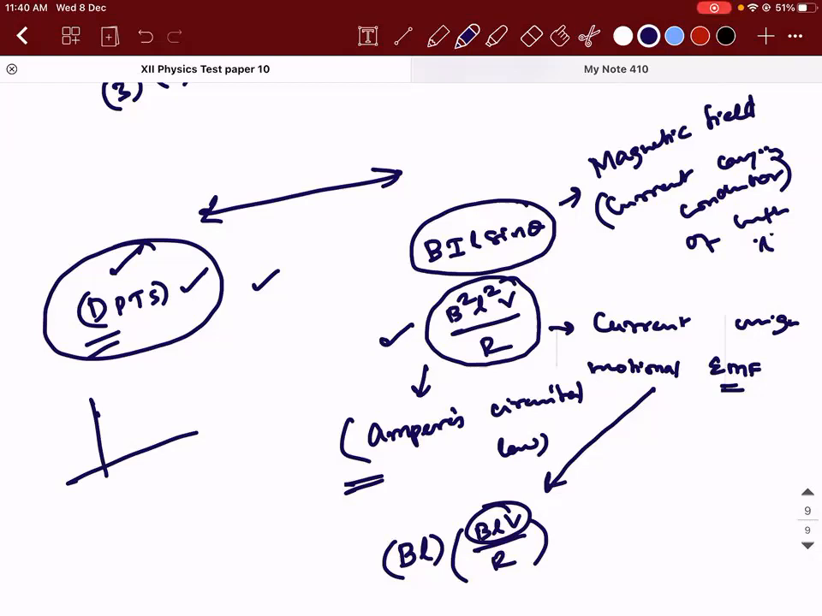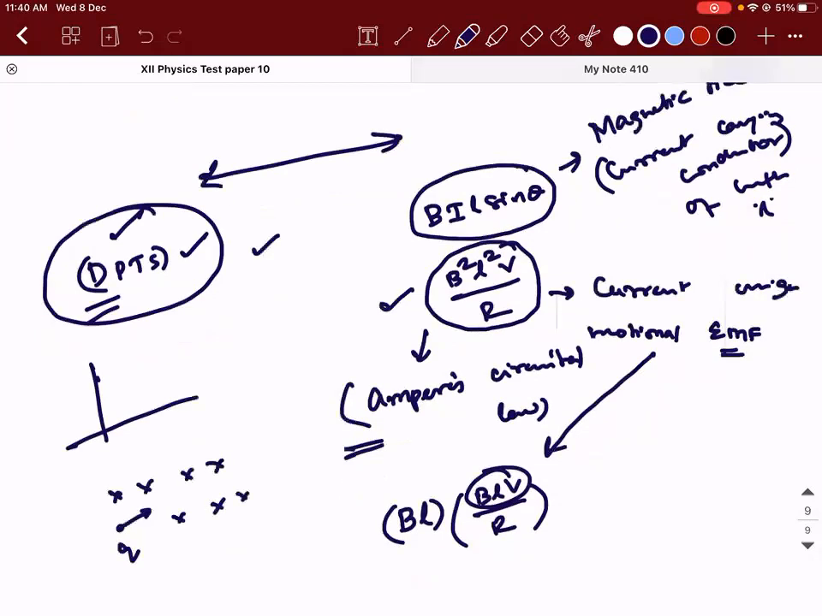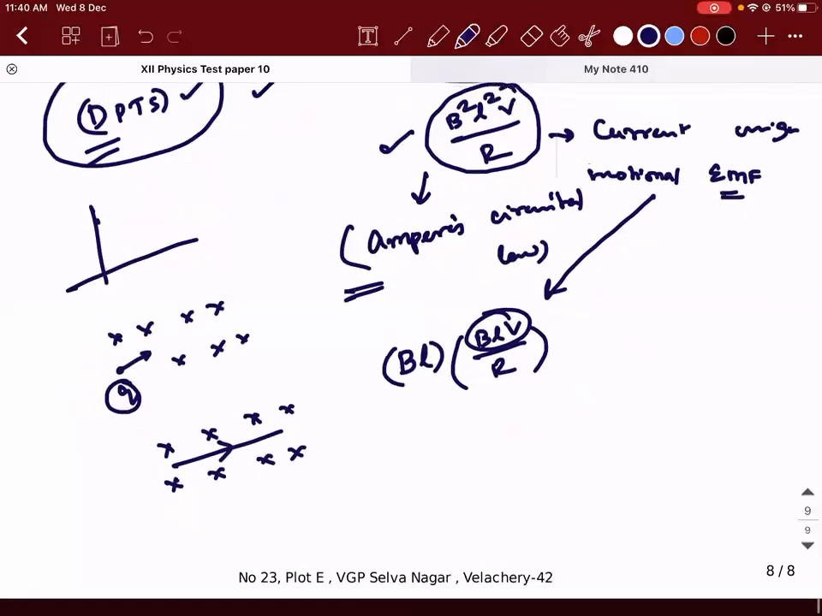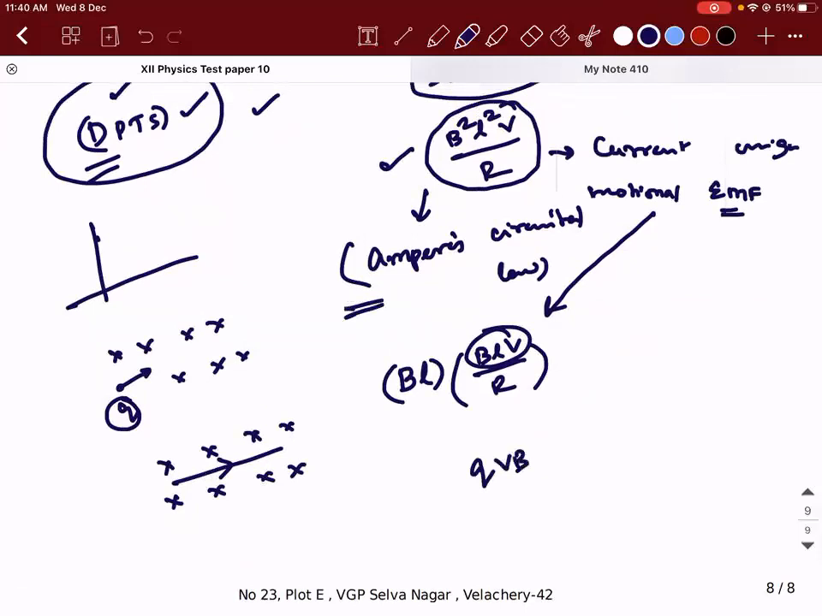What did Lorentz tell us? Lorentz told that when there is a charged particle moving in a magnetic field, it starts experiencing force. Right? So if the collection of charged particles are moving in a conductor, you call it current. Correct? So when you place a current carrying conductor in an external magnetic field, that will also experience force. Actually it is like this. QvB sin theta, what is this? Lorentz force, right?